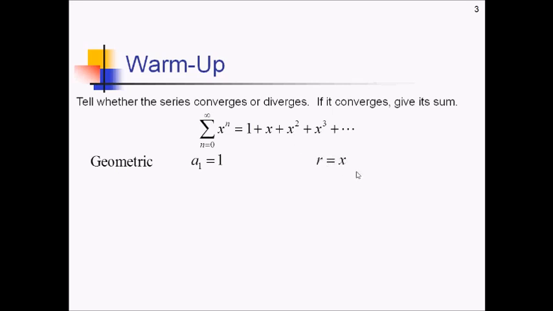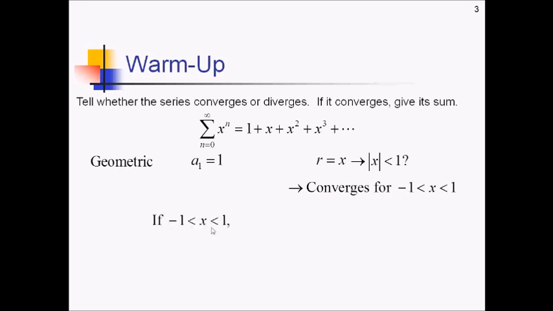Now here's where things get a little bit interesting. The absolute value of x, is that less than 1? Well, we don't really know. That depends on what x is. So this is going to converge at the very least if x is a number between -1 and +1. It's going to diverge if x is 1 or greater. So we have to assume, if we're going to find the sum, that x is between -1 and 1.